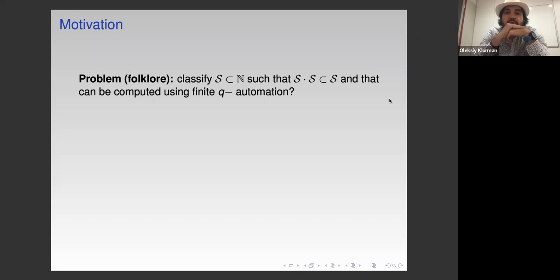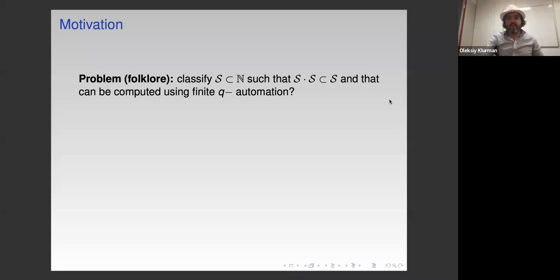The problem is the following. It's folklore. We knew it from Jason Bell. I give you a multiplicative semigroup, let's say of natural numbers, a commutative semigroup, and I ask you a very simple question: when can it be computed using a finite automaton? When is it automatic as a sequence? The goal of the talk is at the end to tell you the answer to this question and maybe a bit of the ideas of how you prove that.